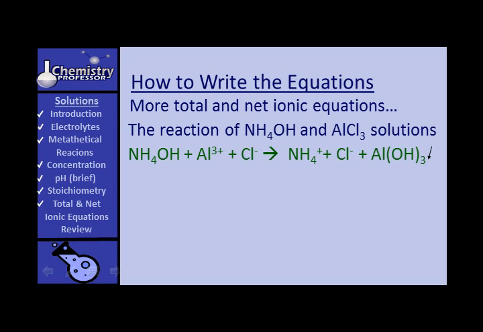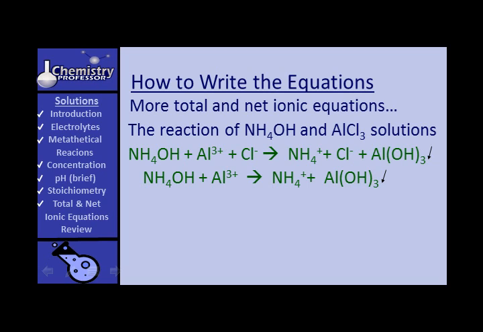Let's look at the net ionic equation. What's the spectator ion? The spectator ion is the chloride ion. It's the only one that doesn't change. And this only has one spectator ion, and that happens to be the chloride. So the net ionic equation then is what's left? Ammonium hydroxide plus aluminum ion, producing ammonium ion and aluminum hydroxide precipitate.